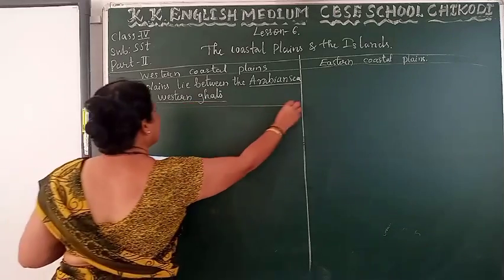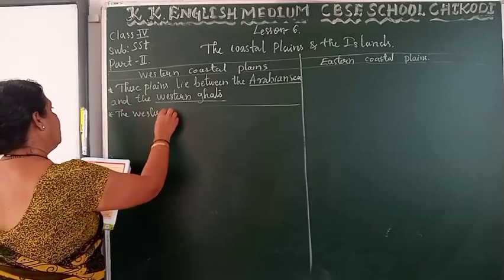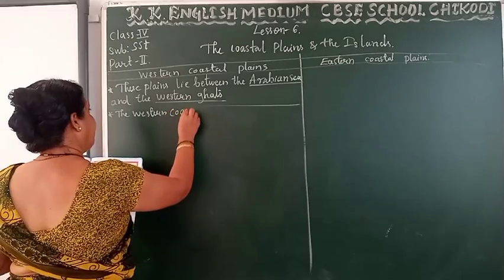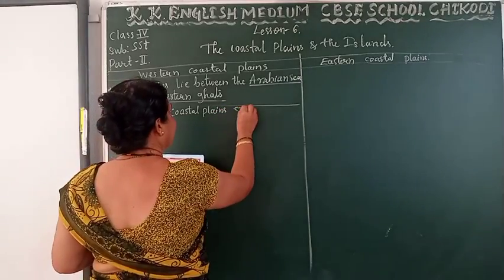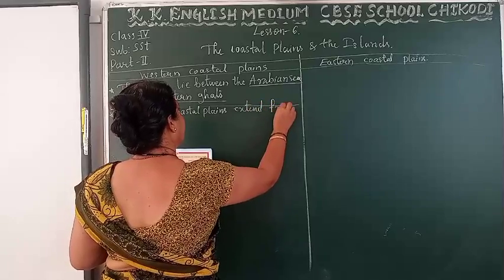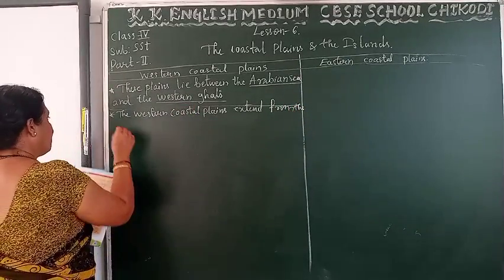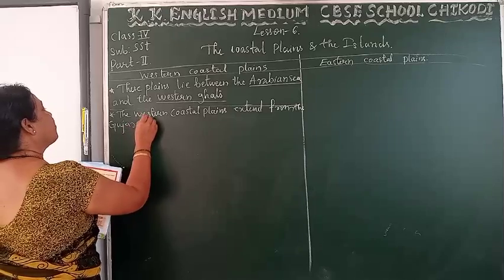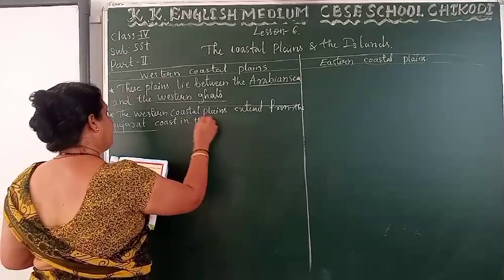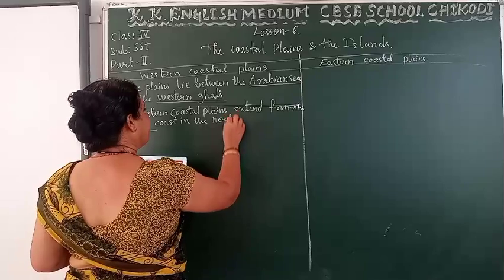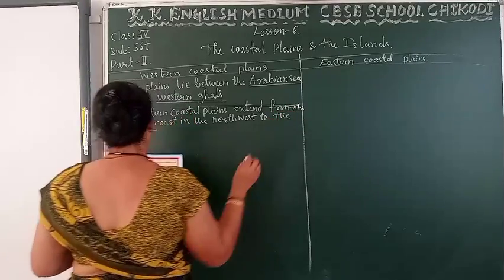Second point is, the western coastal plains extend from the Gujarat coast in the northwest to the Kerala coast in the south.